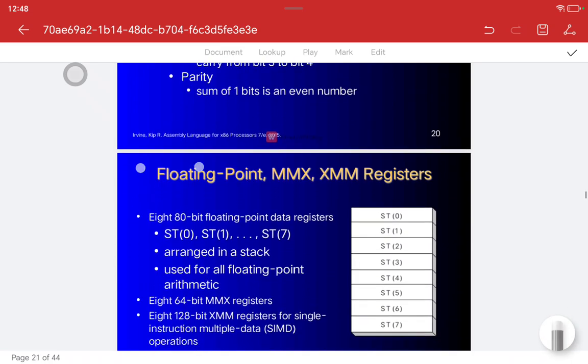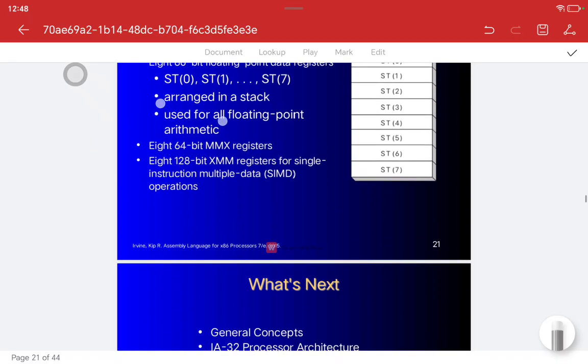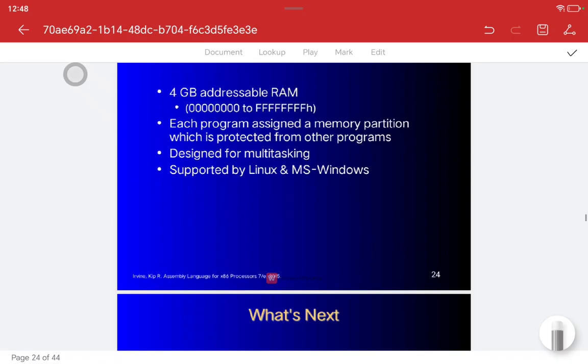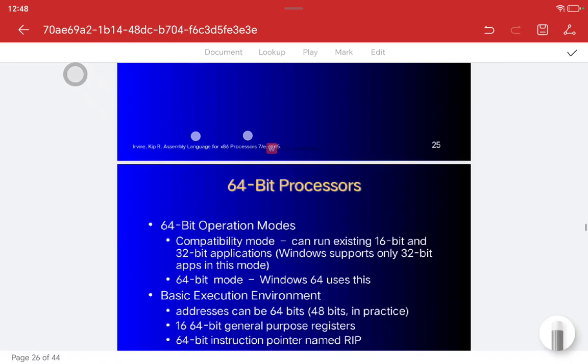So what we have here, let me check this. These are the floating point, MMX and XMM registers. For the time being, we're going to skip this. We're not going to be discussing this. Let me just check the ones which I want us to discuss.